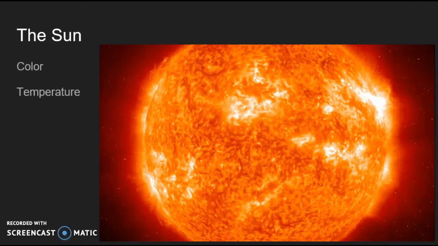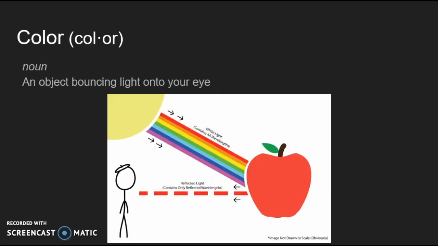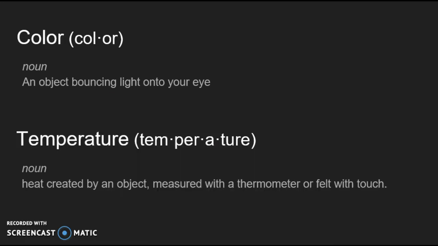Color is really hard to define. The technical definition would be an object bouncing light onto your eye, something along those lines. What that means, we can imagine in this diagram: the sun is in the top left corner, there's an apple, and there's you. The sun is giving off light, and that light is hitting the apple, bouncing off the apple, and reflecting to your eye. That's basically the technical definition of color. Temperature is a little bit easier. Temperature is heat created by an object. It's measured with a thermometer or felt by touch. Temperature is easier to define because it's something that we can observe from a very young age.